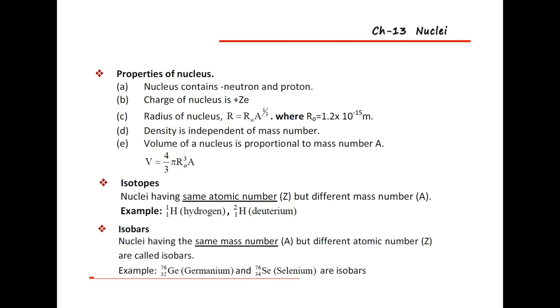Next is isobars. Isobars are nuclei having the same mass number A but different atomic number Z. For example, germanium 32, 76 and selenium 34, 76 are known as isobars. Here they have the same mass number A but different atomic number Z.